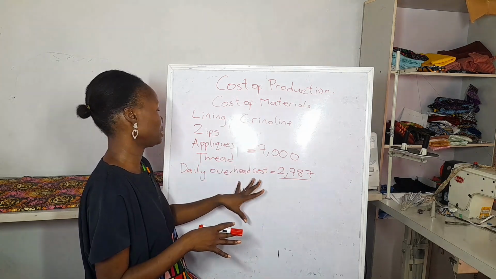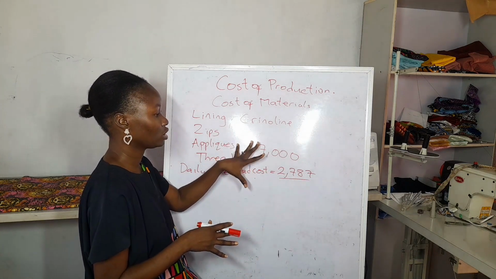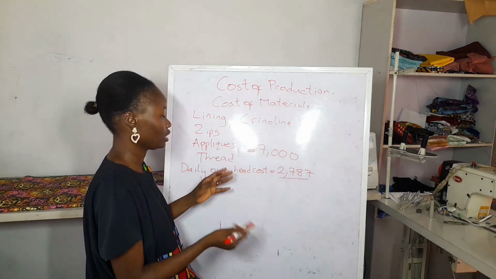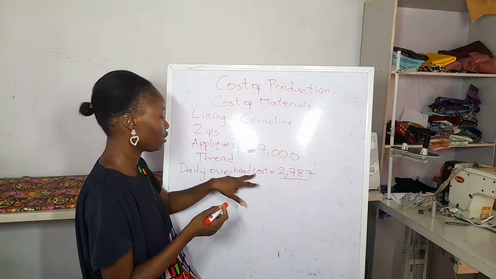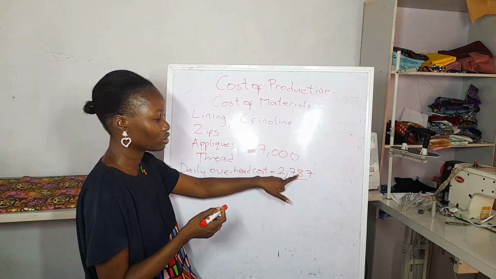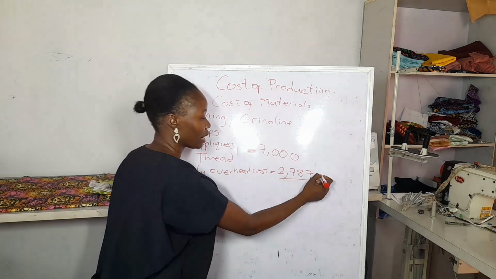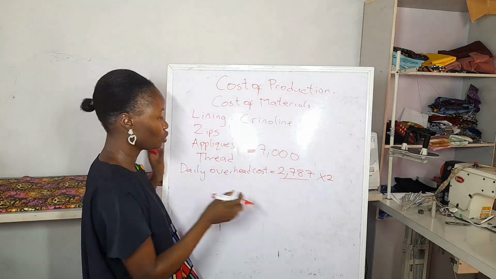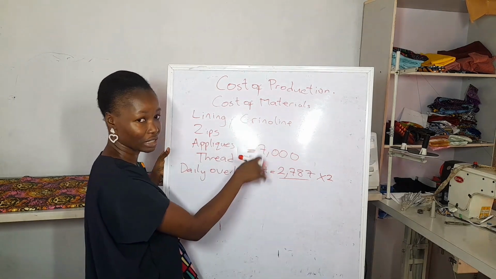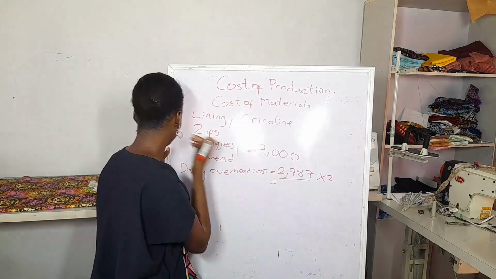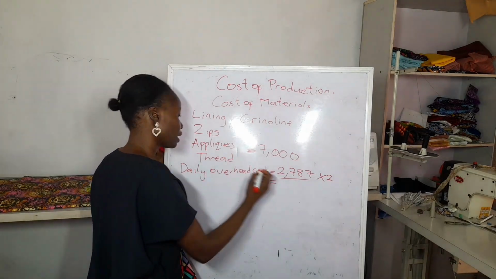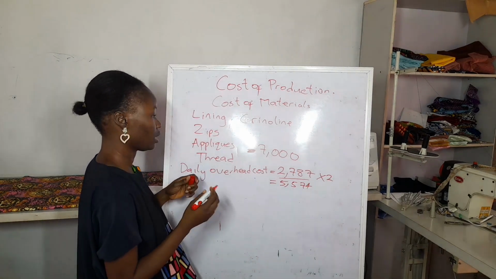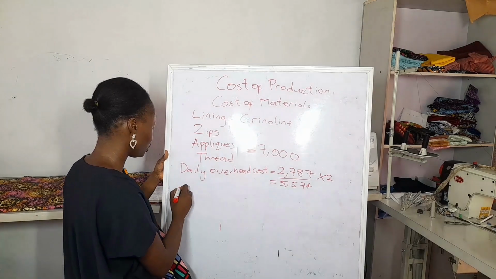But for now, I'm assuming that we'll be making this outfit in 2 days. Let me just assume 2 days. So my daily overhead cost, which is 2,787, I'll multiply by 2 and add to my cost of materials. So this will give me 5,574.